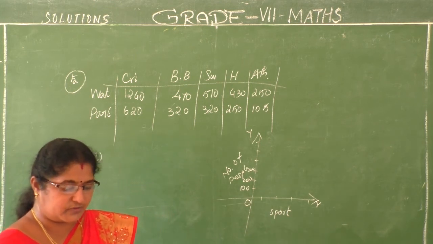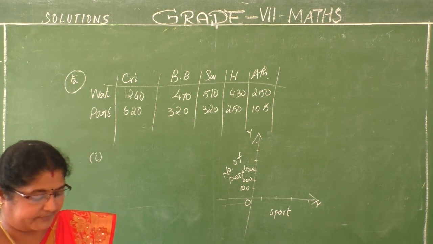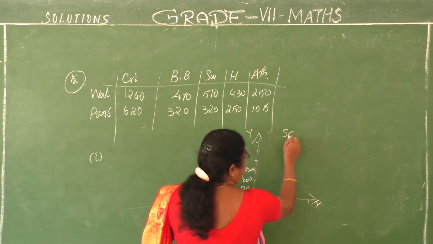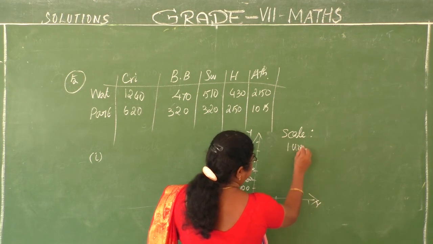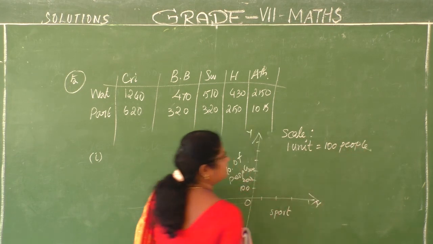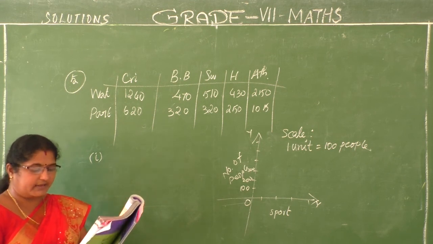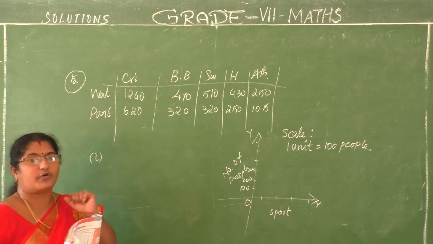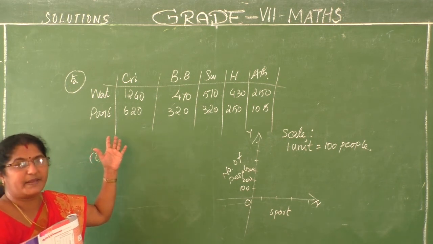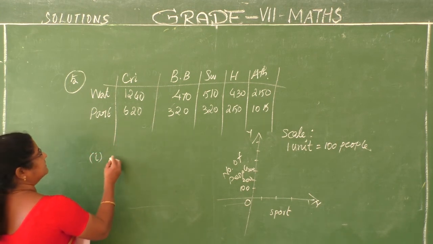The question is: draw a double bar graph choosing an appropriate scale. What do you infer from the bar graph? What is the appropriate scale? Scale: 1 unit equal to 100 people. Okay, you choose that. And what do you infer from the bar graph? From this bar graph, what do you get? It is a survey of people watching and participating in the sport.